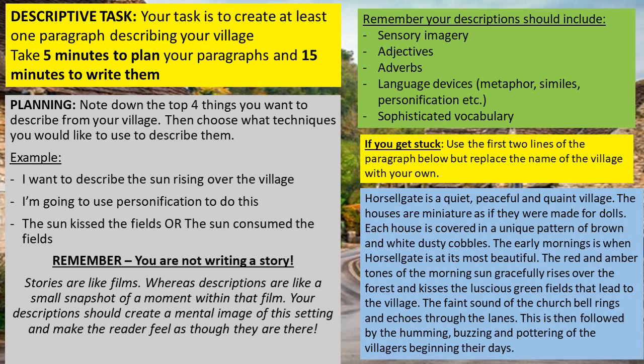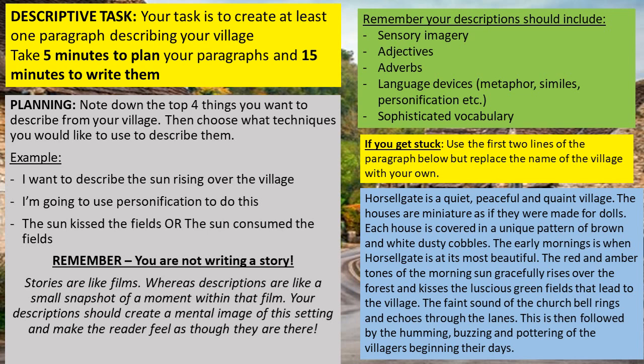So this is an example paragraph that I've written. Please don't copy it all, do your own, but this should just help you or point you in the right direction. Horsellgate is a quiet, peaceful and quaint village. The houses are miniature, as if they were made for dolls. Each house is covered in a unique pattern of brown and white, dusty cobbles.